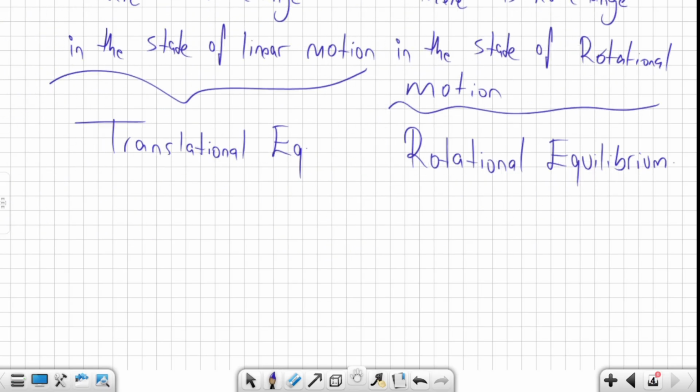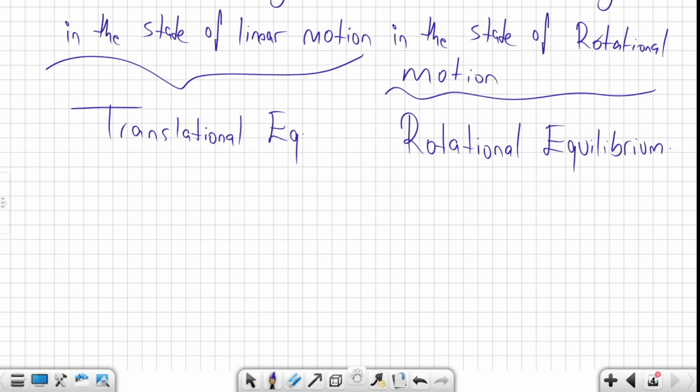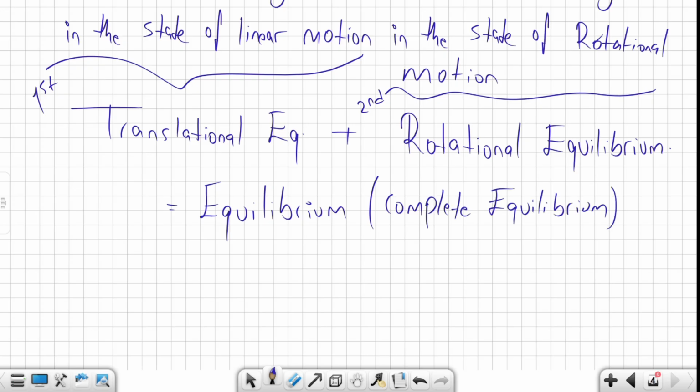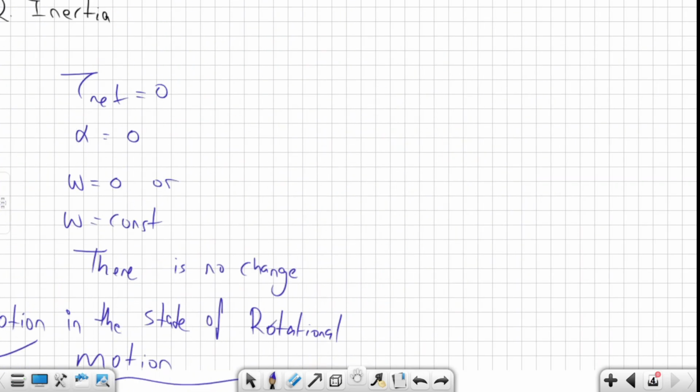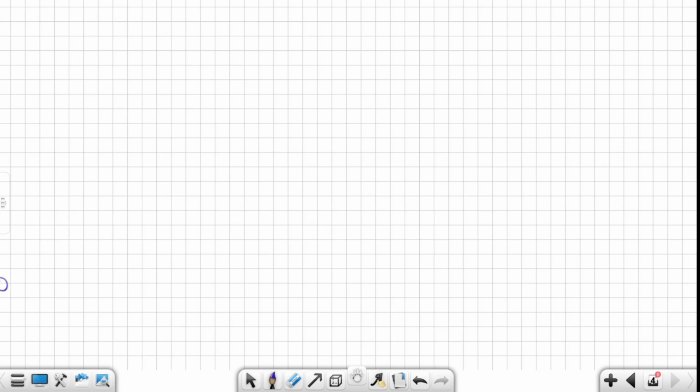So what happens if I have both equilibriums at the same time? We'll have complete equilibrium. This will be called the first condition, and this will be called the second condition. If I have both, then I'll have equilibrium, or sometimes we'll call it complete equilibrium. Let us have some examples for both cases.